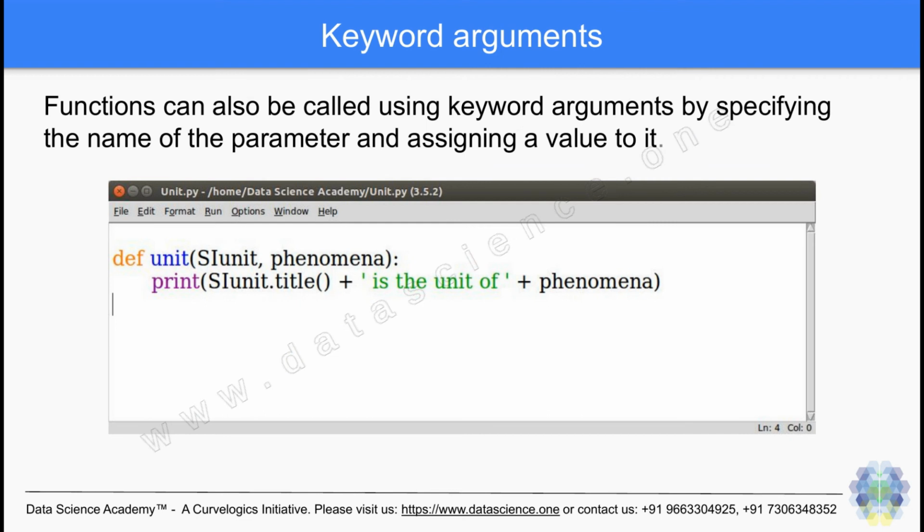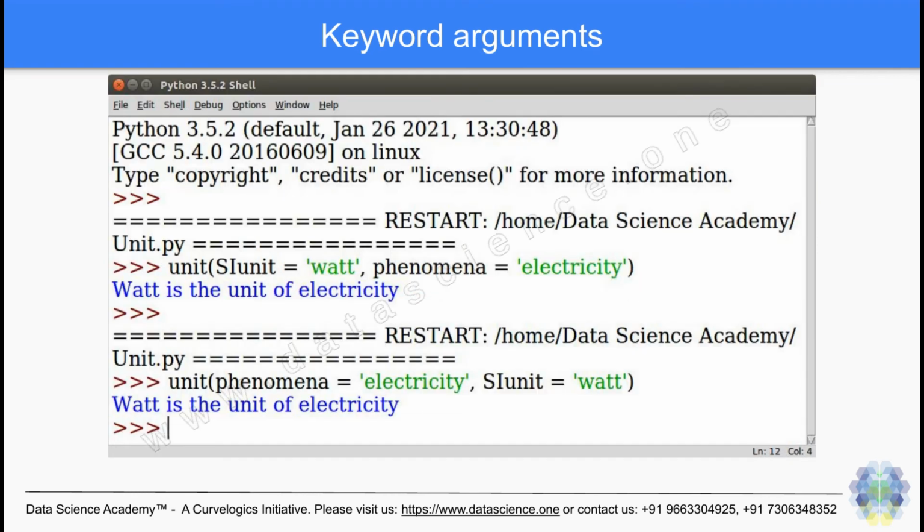Functions can also be called using keyword arguments by specifying the name of the parameter and assigning a value to it. In this example, both outputs are the same. This is because we pass the argument in combination with the name of the parameter. As long as the argument is matched with the correct parameter, the order of passing the arguments is not important here.